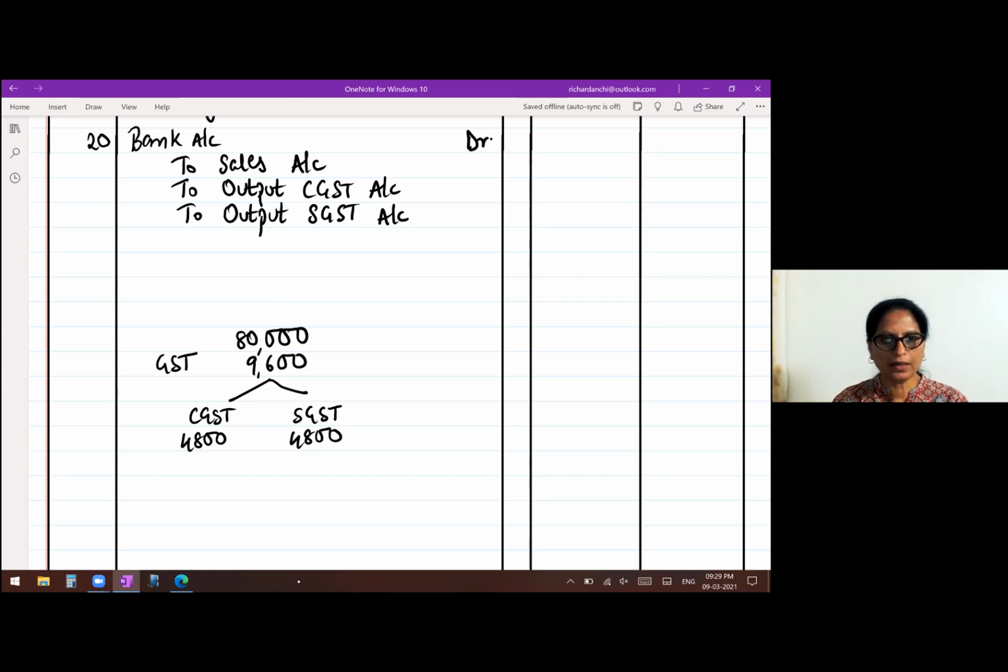So now bank account will be the total. So it is 89,600. To sales account 80,000, to output CGST 4,800, to output SGST account 4,800. So if you take the total of the credit, you will get 89,600. So narration, being goods sold at 12% GST.